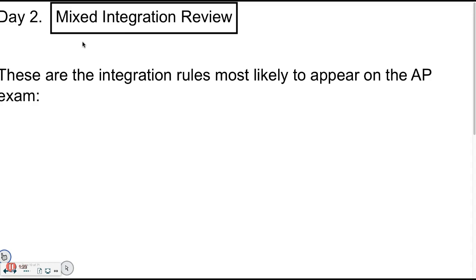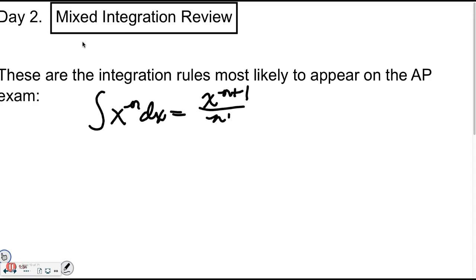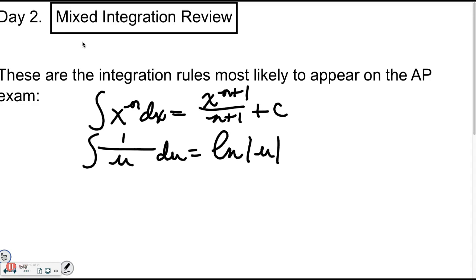All right, so most likely to appear on the AP exam would be obviously our power rule, where we add 1 to the power and we divide by that power, and we always remember our constant of integration. Another one that happens a lot, especially when we have denominators, is knowing that our 1 over u du can pass off to the natural log of the absolute value.